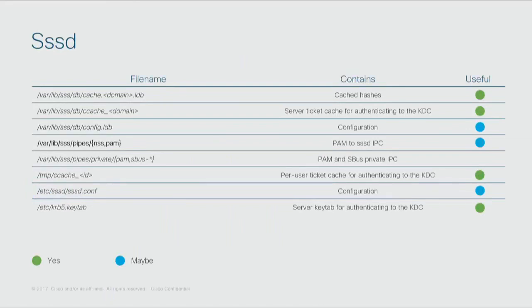These are the key artifacts. Whether you're blue team or red team, these are the key things to worry about. So you've got your database at the top, you've got your ticket cache, you've got some configuration files, you've got UNIX sockets for the IPC, you've got cached tickets for individual users, and then you've got configuration and the host keytab, etc.